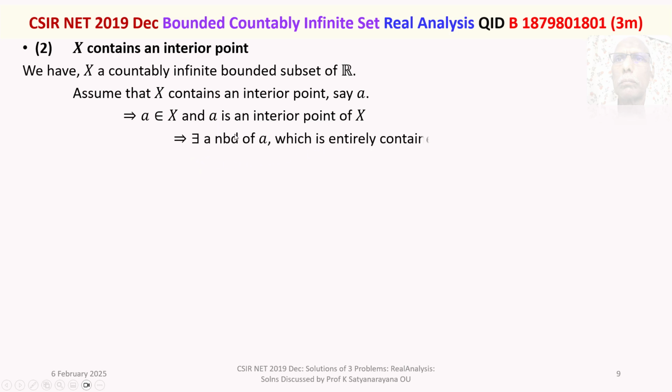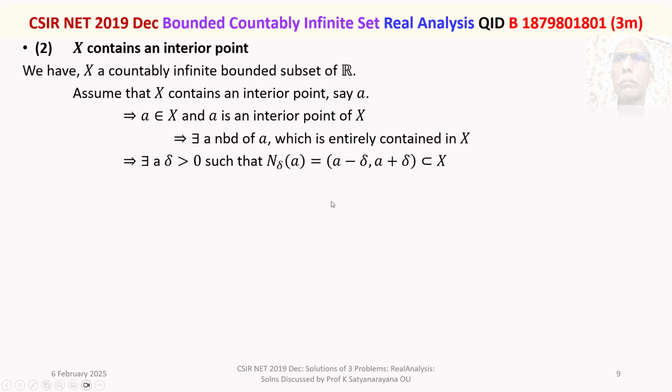This implies there exists a delta greater than 0 such that the neighborhood of a with radius delta, which is the open interval a minus delta to a plus delta, is contained in X. But look at a minus delta to a plus delta. It is an open interval. The open interval consists of uncountably many real numbers. Therefore, it's an uncountable set. So, an uncountable set is contained in X.